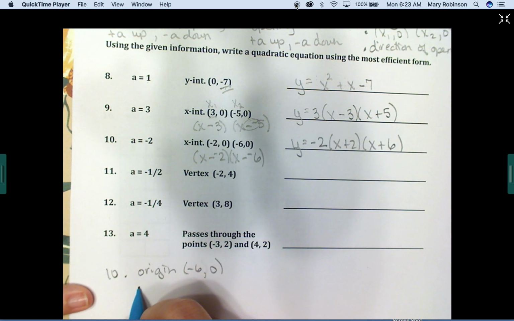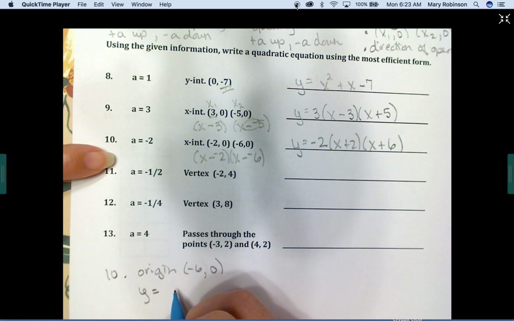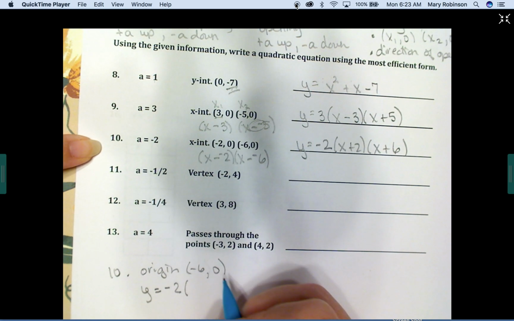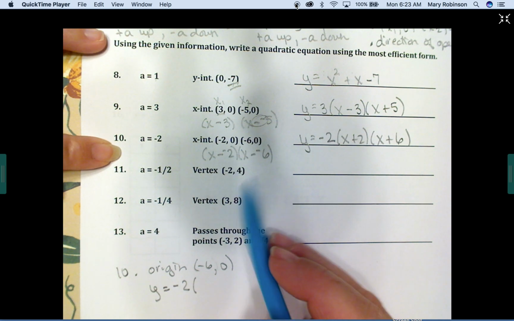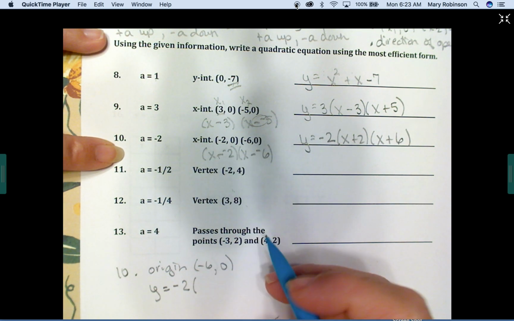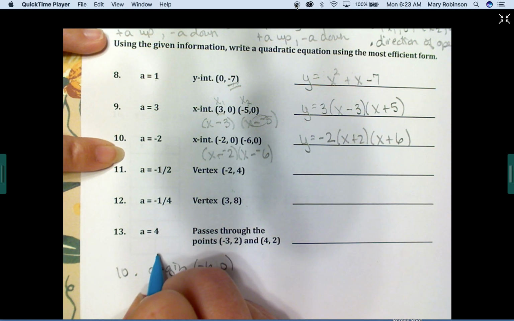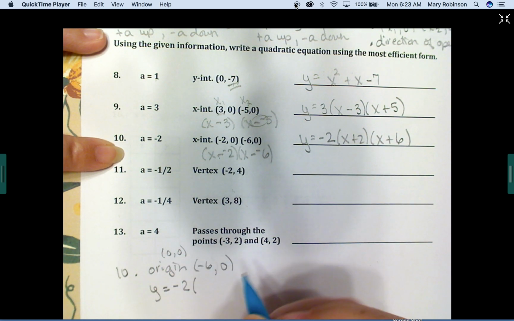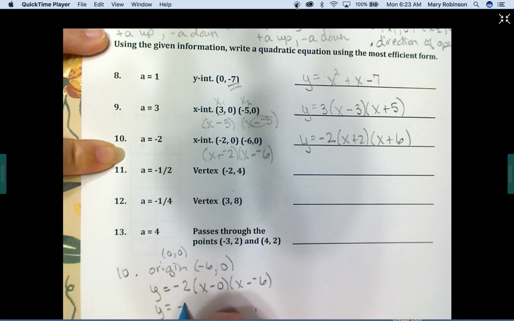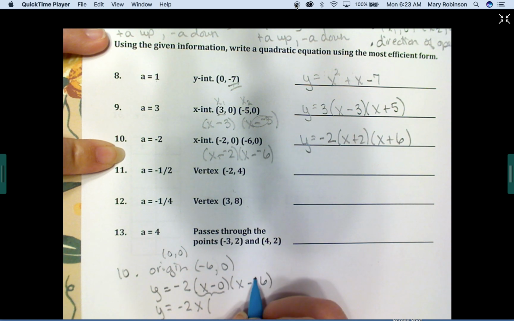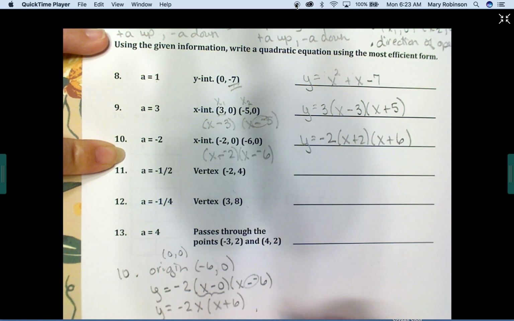If that's the case, then it would be y equals our a value of negative 2. And I'm just fixing this in case that was my mistake in printing a copy that had the wrong value, because I'm pretty sure we did one that had origin. Remember, if we have an ordered pair at the origin, it would be x minus 0, then the quantity x minus negative 6, but then we would have to clean that up and leave it as x, because x minus 0 is x, and then subtracting a negative would give us x plus 6. So that would be our answer in case that one was changed.